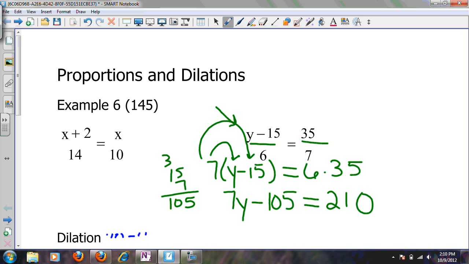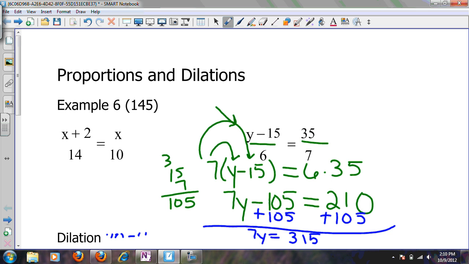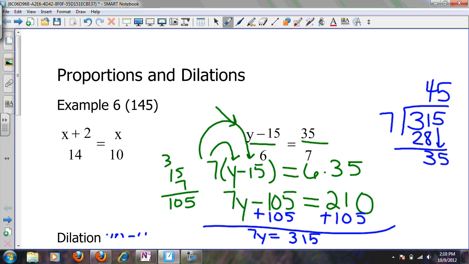Now, I need to solve for y. This is a basic two-step equation. Do the same thing to both sides. Start by adding 105. 7y equals 315. Divide by 7. Let's do that division. 315 divided by 7 will go 4 times. That's 28. That's 3. Bring down my 5. 7 goes into 35 5 times evenly. So y is going to equal 45.